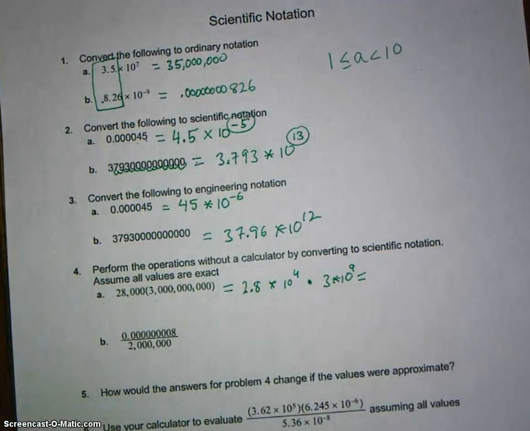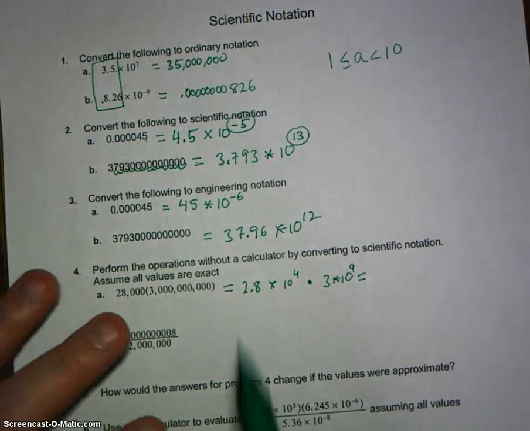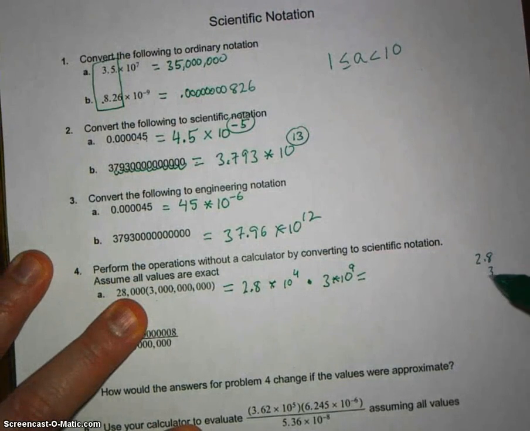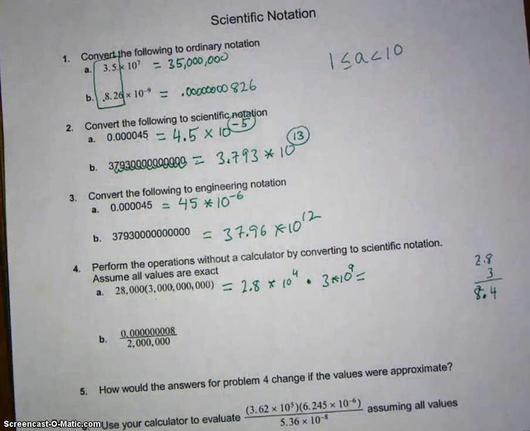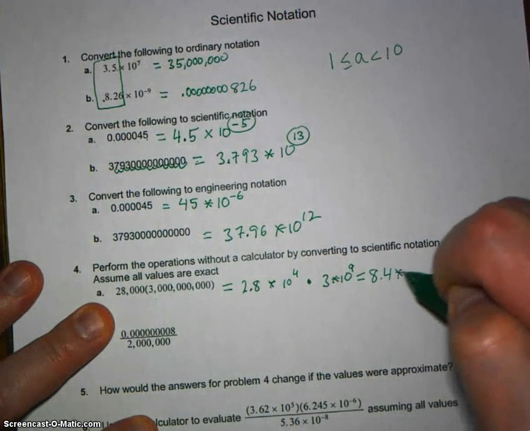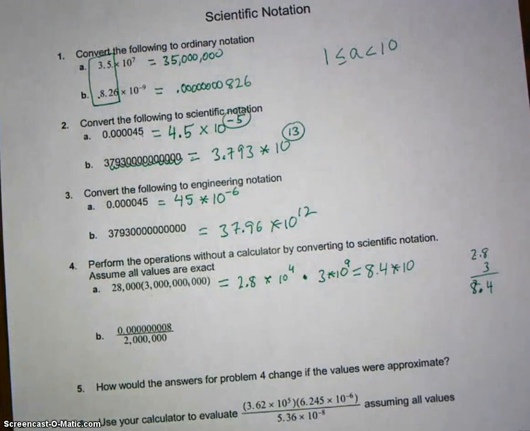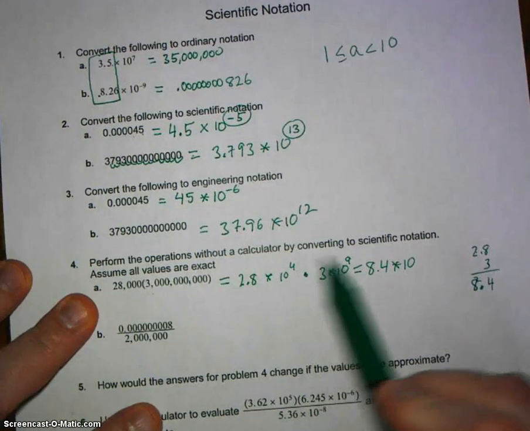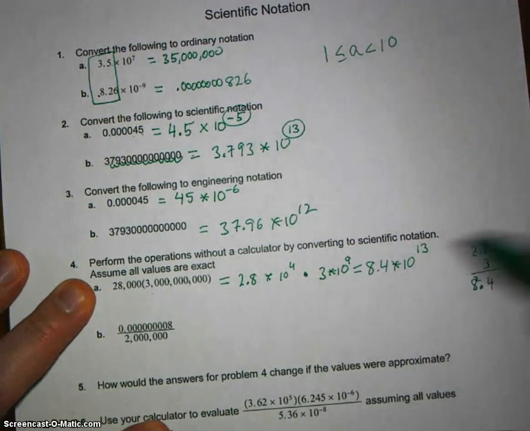All right, so all we really have to do at this point is multiply 2.8 times 3. 8 times 3 is 24, carry the 2. 3 times 2 is 6, plus 2 is 8, so that's 8.4. So this is 8.4 times 10 to the, and again we go back to our previous section, here we add the exponents. 4 plus 9 is 13.